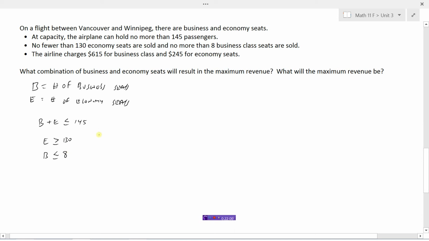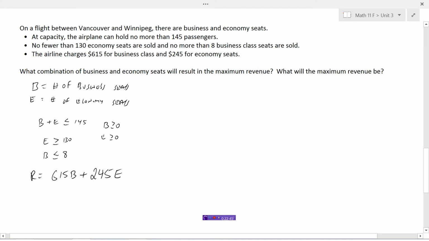So these would be our constraints. Now, in a lot of word problems, this one included, often we're going to have greater than or equal to 0, because it doesn't make sense to have negative business seats, and it doesn't make sense to have negative economy seats. So often our variables are going to be B greater than or equal to 0, E greater than or equal to 0. And our objective function then would be our total revenue, how much money we get in, and that's $615 for every business seat and $245 for every economy seat. So there's our objective function.